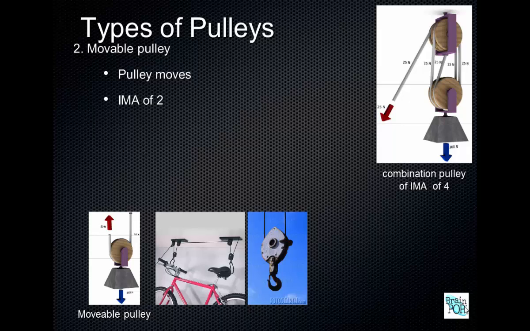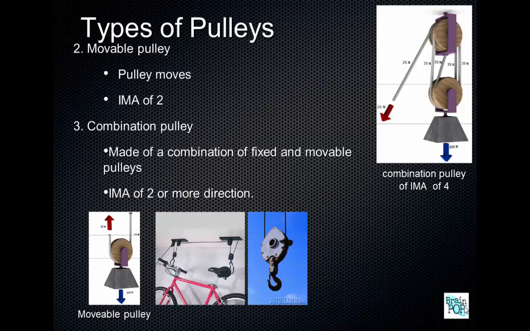Okay? What is this called? This is called the movable pulley. Okay? And so the movable pulley gives me a mechanical advantage. If this is 100 Newton mass, I'd have to pull up with around 50 newtons of force.